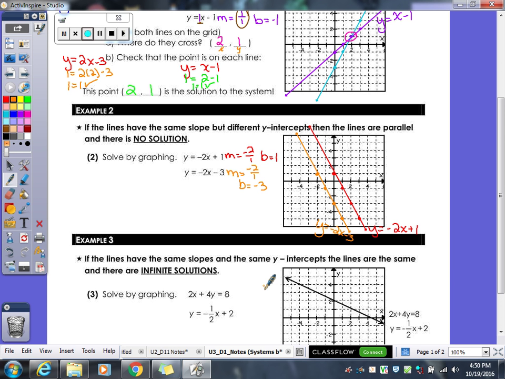So now what's going to happen this time is if you look at your two lines, those are never going to cross. Those are what we call parallel lines. So since they're never going to cross, this system has no solution.